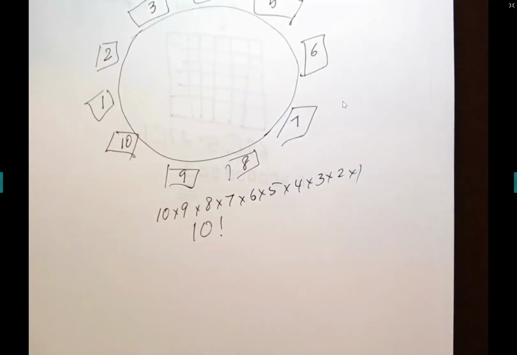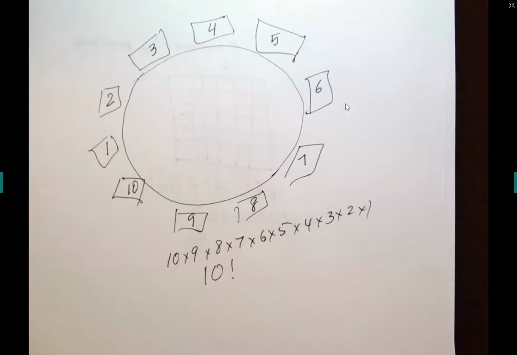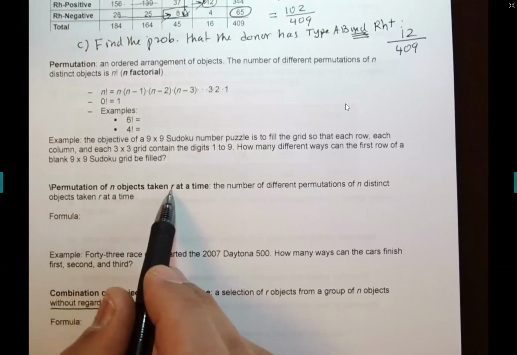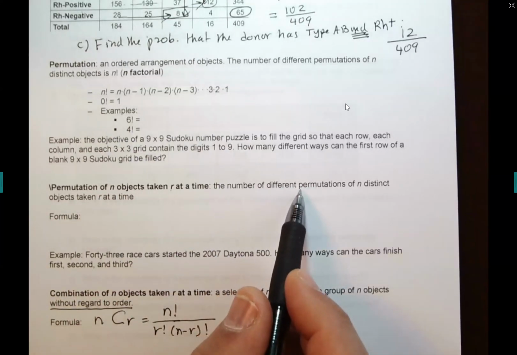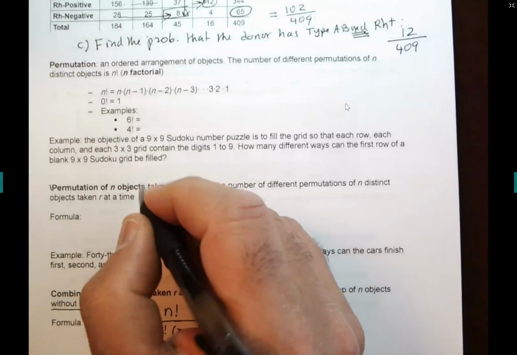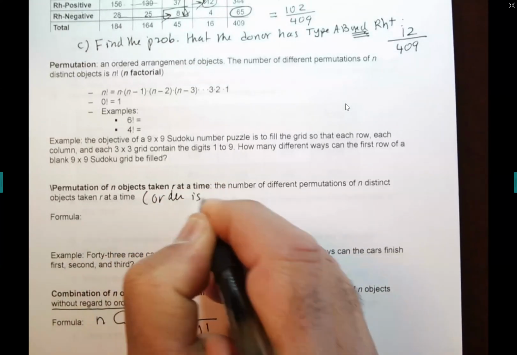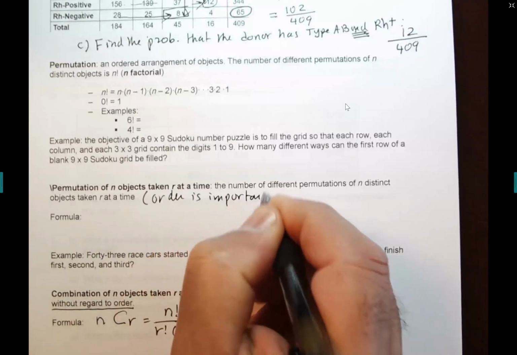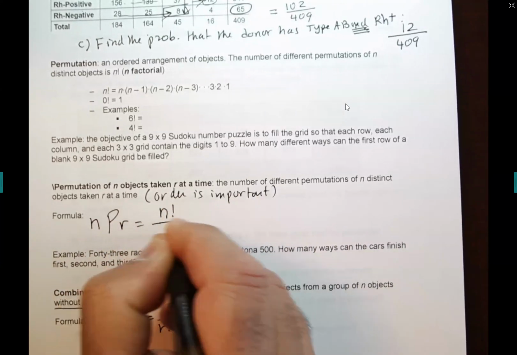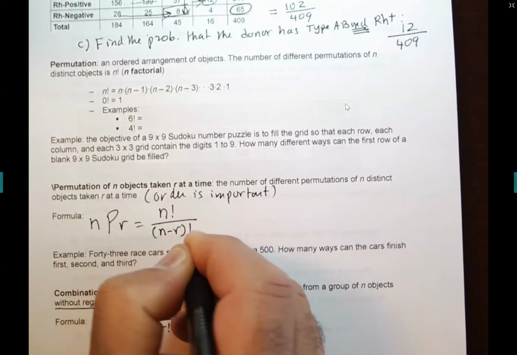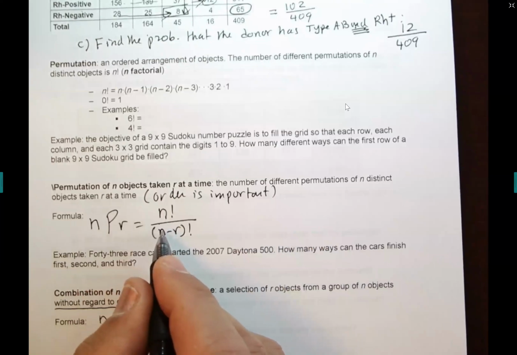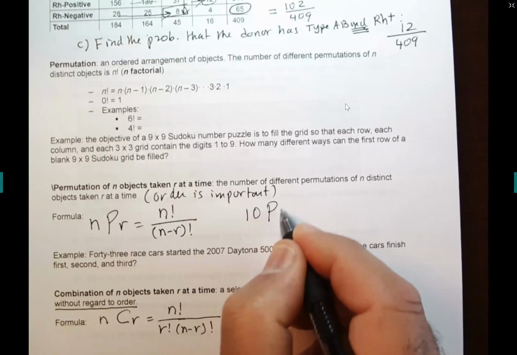So permutations, I'm gonna introduce this, the last thing. Permutation of n objects taken r at a time. It's the number of different ways when the order is important. And here is the formula. It's nPr, and it is n factorial divided by n minus r factorial. This is called factorial. If I want to go to my example, it would have been, guys, 10 P 10.